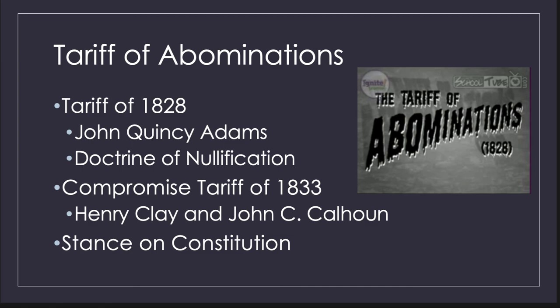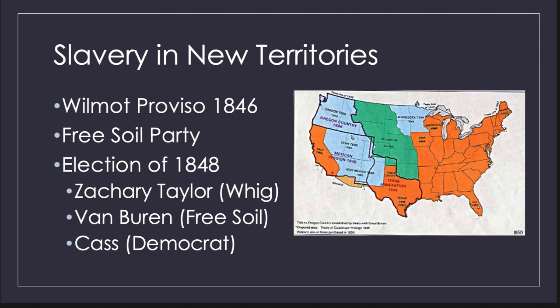And the issue that comes up here is, what is your stance on the Constitution? Because the Constitution explains to us the states versus the federal government, what they can and what they cannot do. But the interpretation of the Constitution and on issues like the tariff is what's going to divide the nation moving forward. Other big issues plant the seedlings to the beginning of the war. We are going to have this issue of slavery continue to keep coming up.